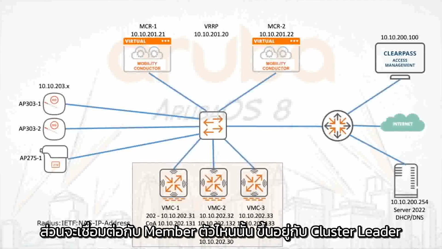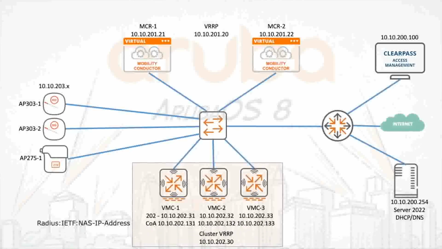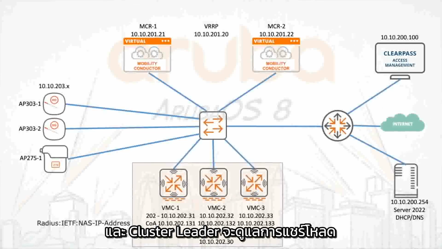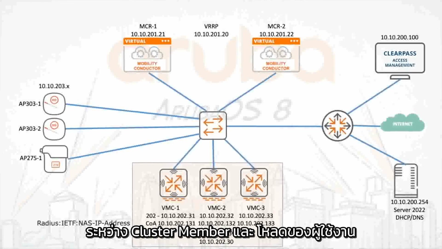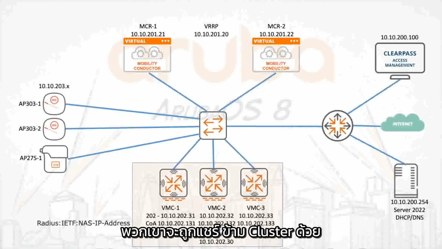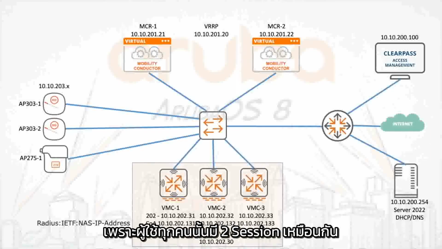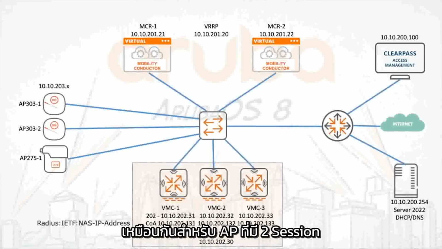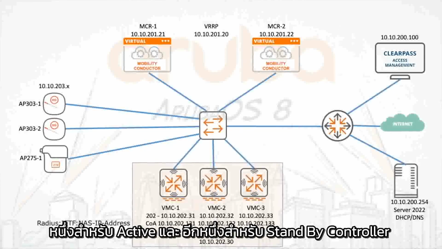To which member it connects to, that's all decided by the cluster leader, which is selected automatically for you. And the cluster leader takes care of sharing the load amongst the cluster members and also the user load. So when users connect to the Wi-Fi network, they are also shared across the clusters, because every user also has 2 sessions, one to an active and one to a standby cluster member. The same for the AP, also 2 sessions, one to an active and one to a standby controller.